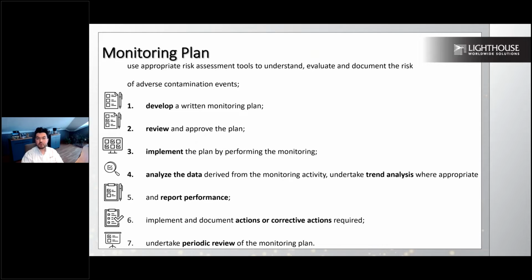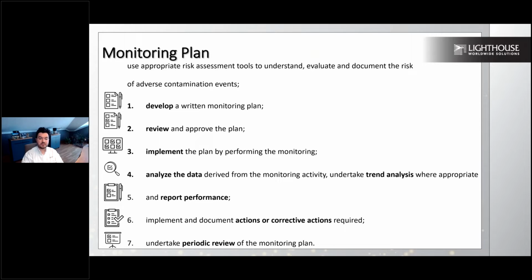Number 5 is reporting our performance with the documentation. Number 6, we have to implement and document actions or corrective actions if required after collecting all this information. This is not always parallel with the data that we collect from the field, because sometimes our operators are taking necessary action in order to fulfill the requirement. But in any case, the reason has to be investigated with these corrective actions.